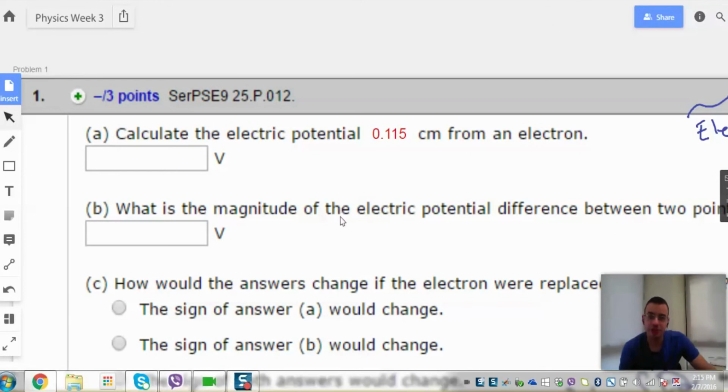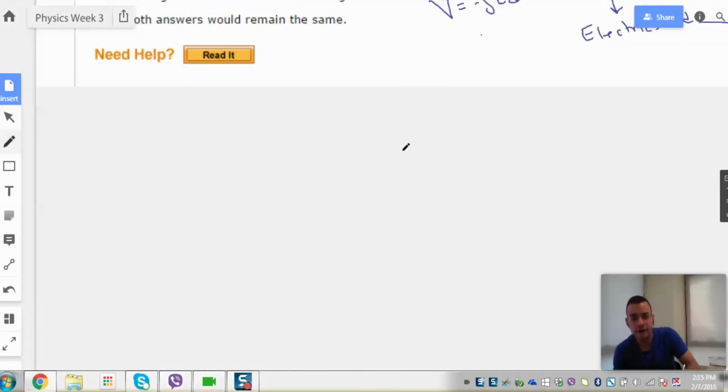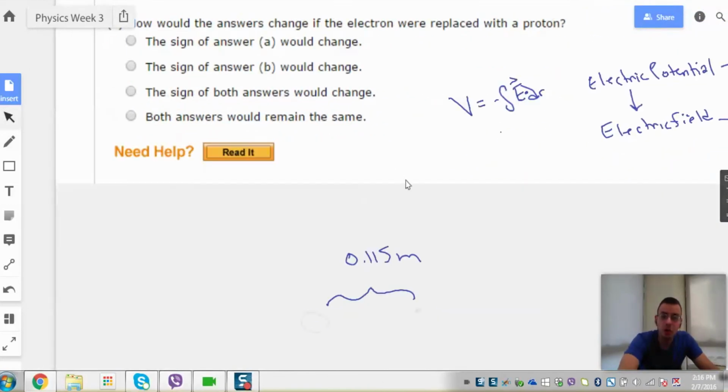Alright, so back to the first problem. Calculate the electric potential 0.115 centimeters from an electron. Okay? So we have our electron right here, and we have a distance of 0.115 meters. Is that right? Whoa, 0.115 centimeters. So this would be times 10 to the negative second meters. There we go.